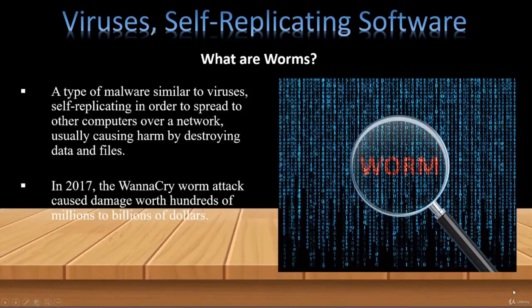Worms, on the other hand, like their namesake, burrow through networks, replicating and spreading across these networks and the computers on them. They usually cause damage to the computers and files on those computers, often destroying them in the process. In 2017, the WannaCry worm affected several organizations and caused millions, if not billions of dollars in damages through the use of crypto ransomware. More on that later.